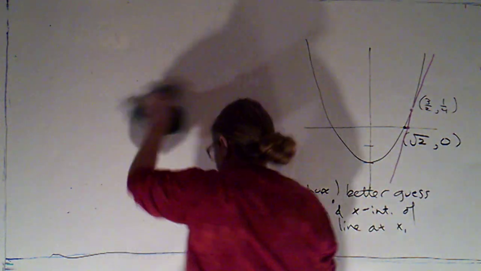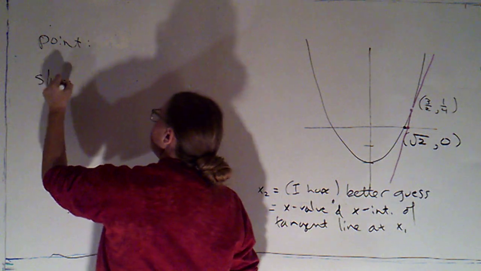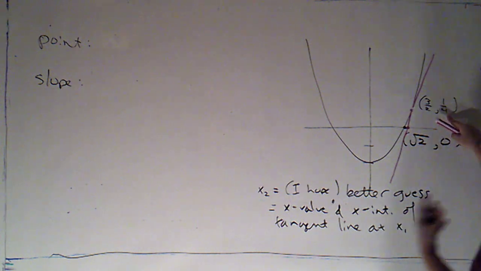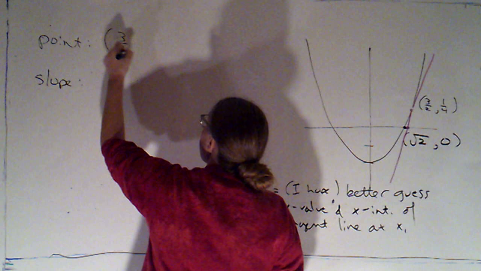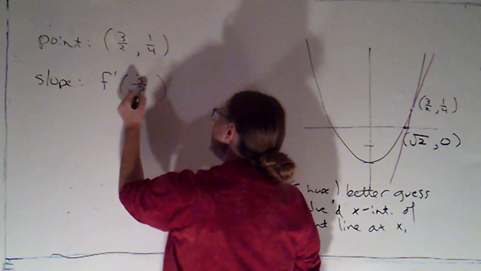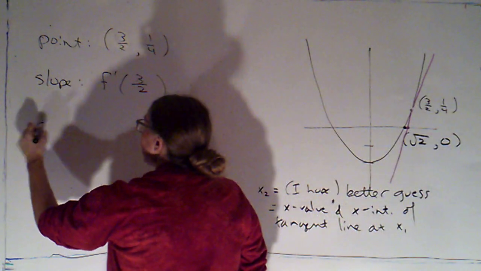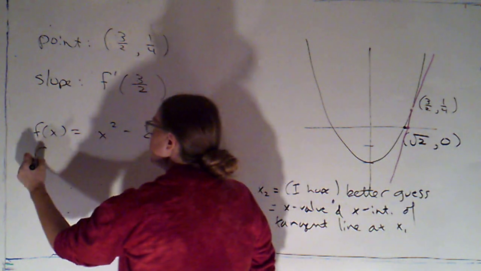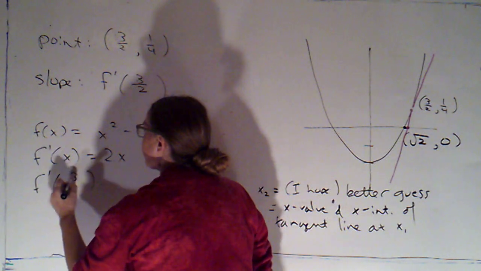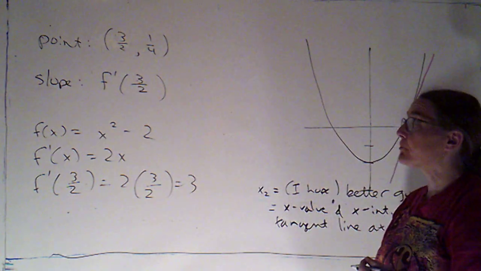So anytime I want to find a tangent line, I need two things. I need a point, and I need the slope. Well, the point is what we have right here. That was our first guess, and then the y value we got when we plugged into that first guess. So that's 3/2, 1/4. The slope is going to be f prime evaluated at 3/2, because I want the tangent line at that point. Now remember, f of x was x squared minus 2, so f prime of x will just be 2x. F prime at 3/2 is 2 times 3/2, which is 3.